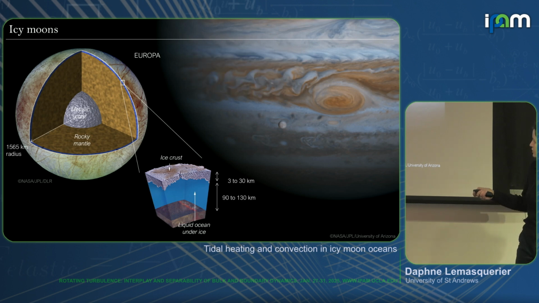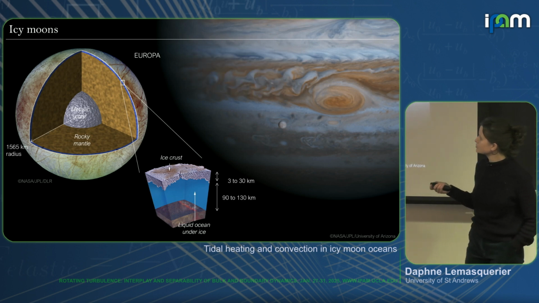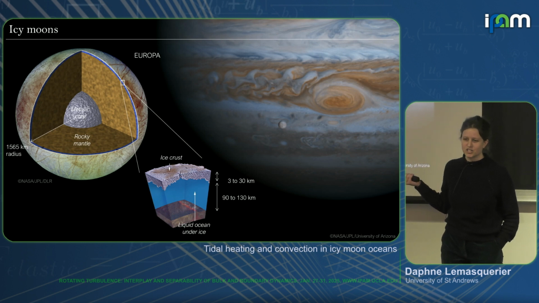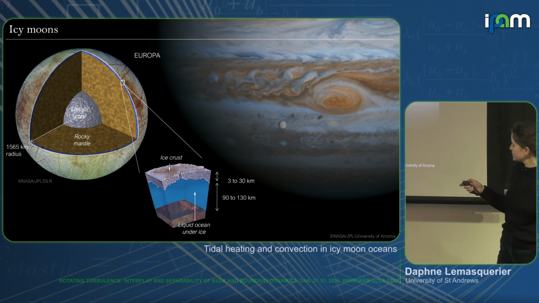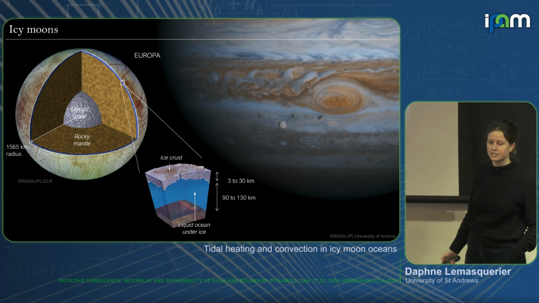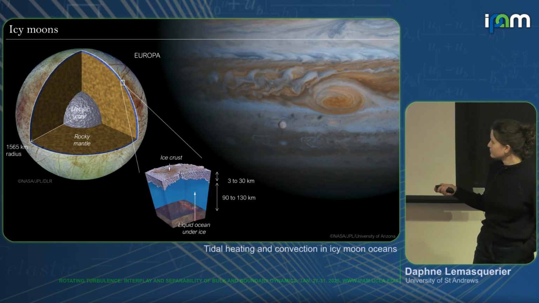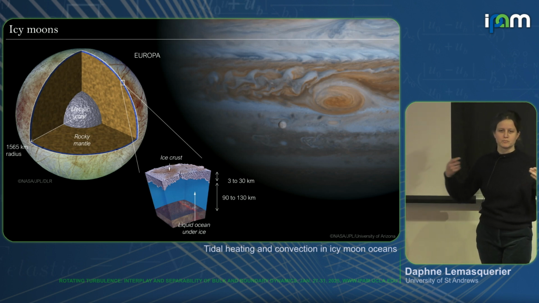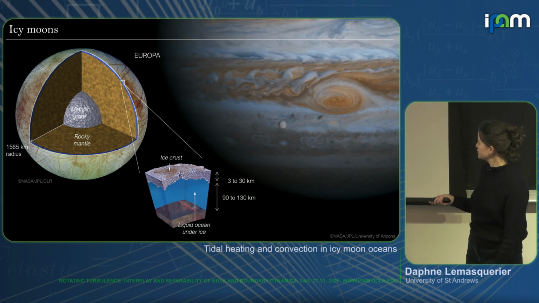So for most observations of icy moons, it allows us to quite constrain the properties and the composition of the ice shell, but we really have a lack of observational constraints on the dynamics and the features of the ocean and the ocean circulation. So it's really important, from the fluid dynamics perspective, to try to propose better models of this circulation.